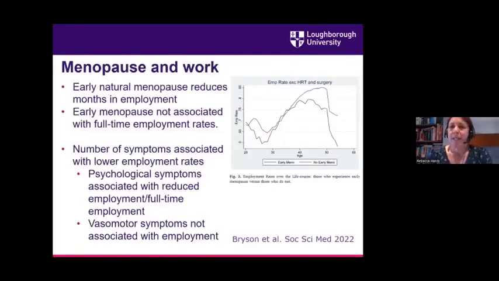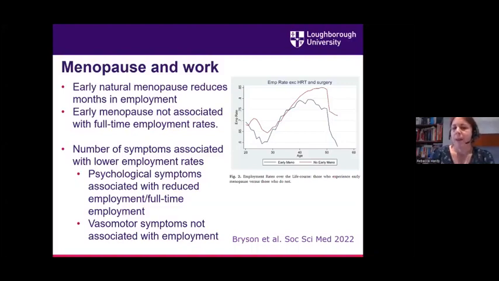Now, there's been a lot more publicity about the impact of menopause, not just on health, but on social characteristics, social and work and employment. This is some work that I did recently with colleagues at UCL. And we showed that early natural menopause reduces the number of months in employment once a woman gets to her 50s, but only by a few months, not by a huge amount. And the early menopause was rather related to part-time employment rates rather than full-time employment rates.